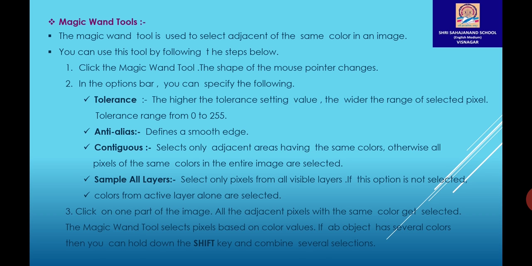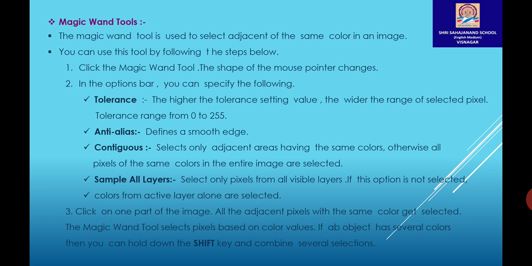Next one is sample all layers. It selects pixels from all visible layers. If this option is not selected, colors from the active layer alone are selected. So in this way we can select this option and set it as per our requirement for making the image effect.